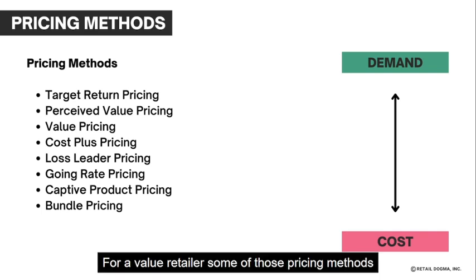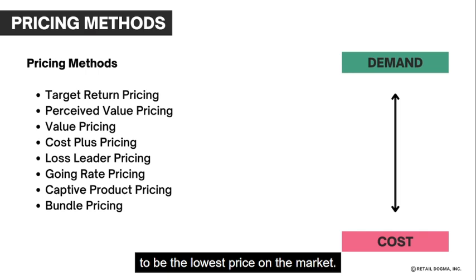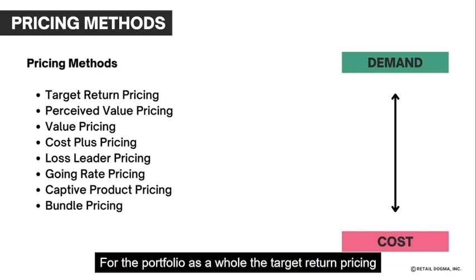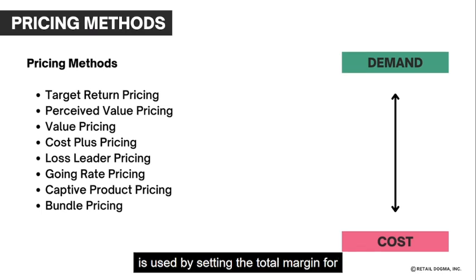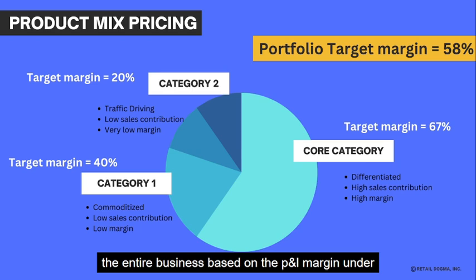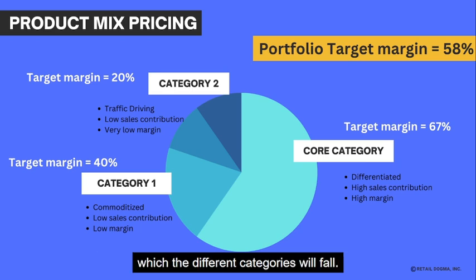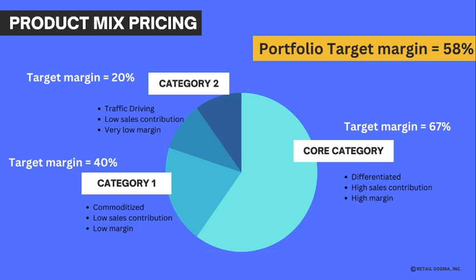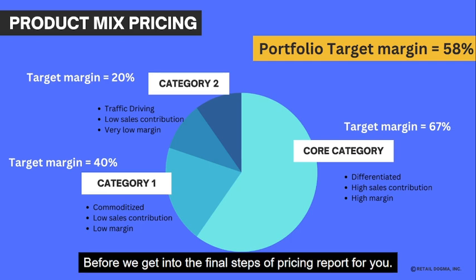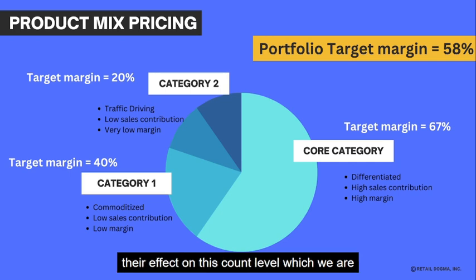For a value retailer, some of those pricing methods might not apply, because as mentioned before, if the company is following cost leadership strategy, it needs to be the lowest price on the market. For the portfolio as a whole, the target return pricing is used by setting the total margin for the entire business based on the P&L margin, under which the different categories will fall. Before we get into the final steps of pricing a portfolio, we first need to understand the role of sales promotions and their effect on discount level, which we are going to do in the next lesson.